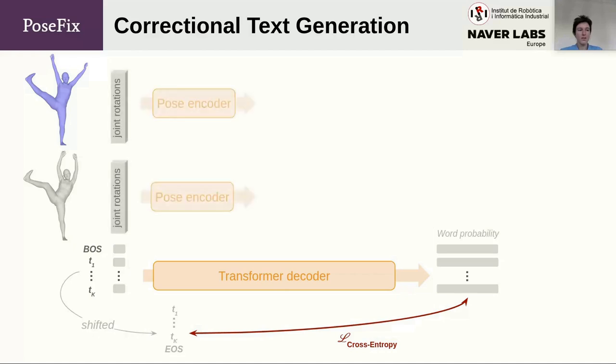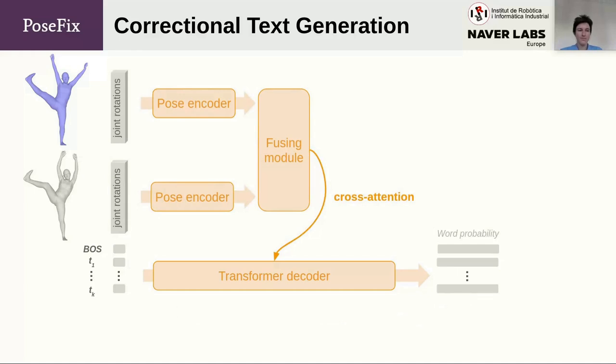Poses are encoded using a shared encoder, combined in a fusing module, then injected by cross-attention in the transformer. At test time, we decode the output in a greedy fashion. We iteratively predict the text token, starting from the beginning of sequence token, as the word that minimizes the negative log likelihood, and so until the end of sequence token is produced.